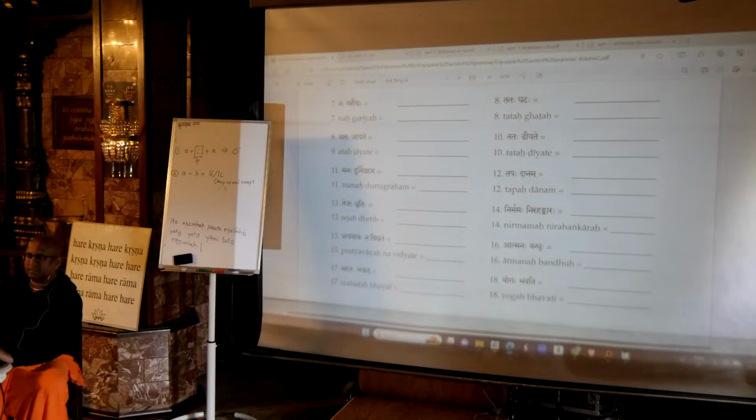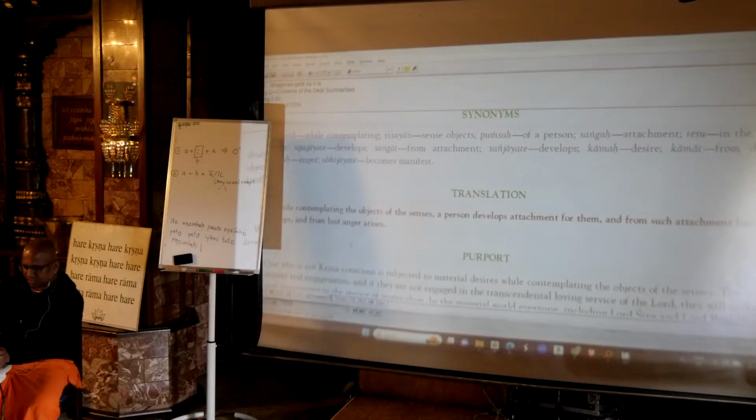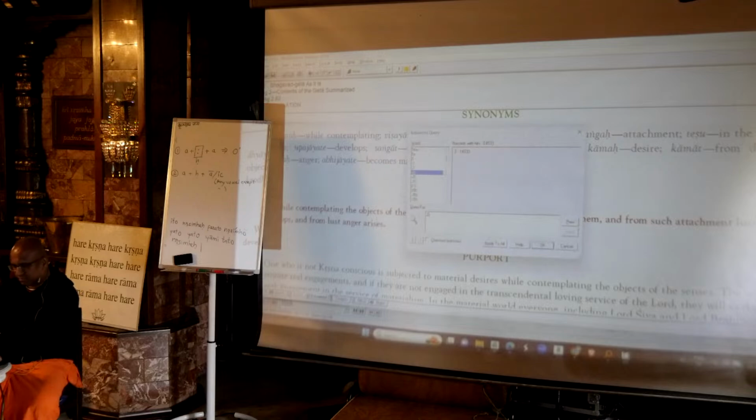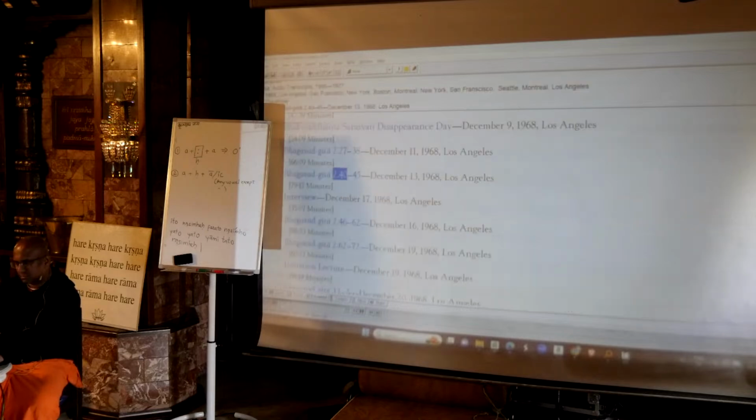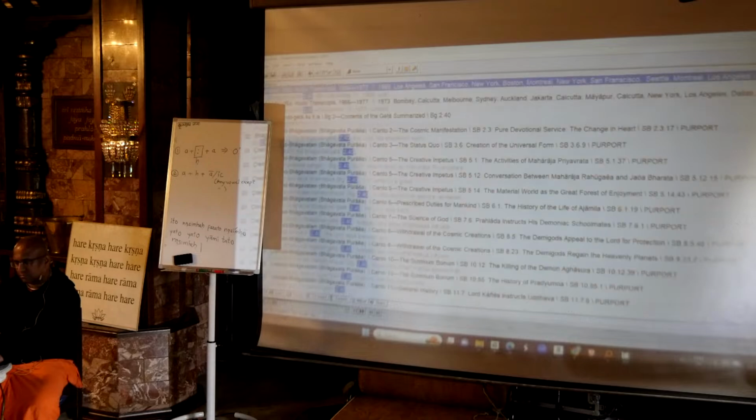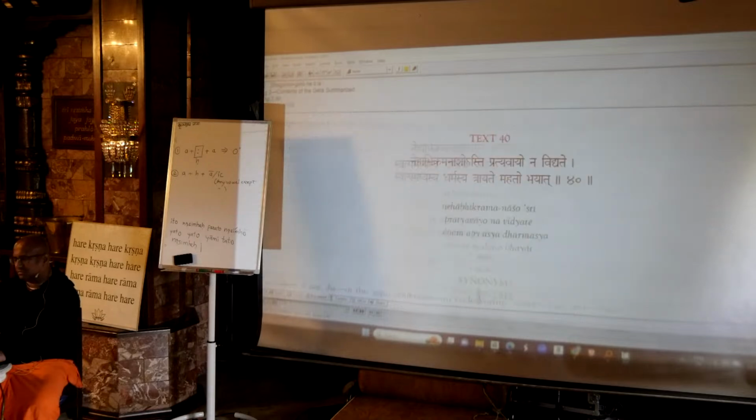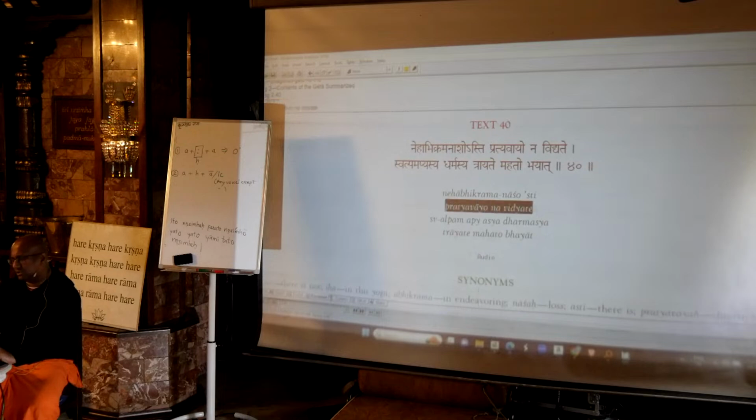Pratyavayaha na vidyate. It will turn into what, Prabhu? Mahataha bhayat turns into? So what is this? This is a Bhagavad Gita verse. You know that? What number is it? 2.40. Neha bhikramanashosti. Pratyavayo na vidyate. You see? Pratyavayaha na vidyate has turned into Pratyavayo na vidyate.